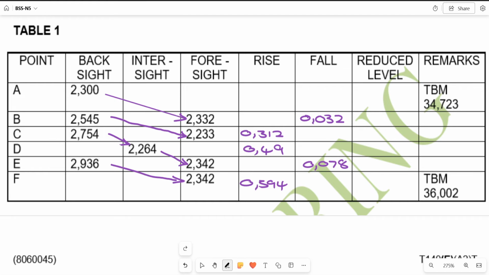Right, the next thing that we're going to do is to reduce. This is what I do next. I go and reduce. So we take this and we just put it over here, 34.723. Now what we will do is take this number here and subtract. If it's a fall, we subtract. So we're going to say 34.723 minus that, and we are going to get 34.691. Now moving on, if it's a rise, we have to add. So we'll take this and we will add, right?